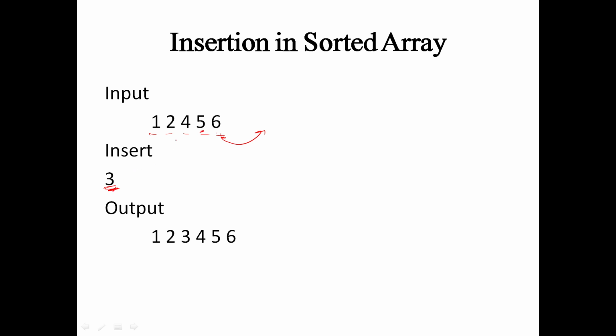Then again I need to compare with the next element. 5 is still larger than 3, so 5 is to be shifted right. And then 4 is still larger than 3, so 4 is to be shifted right. Then 2 is smaller than 3. There I will stop. Okay, so this will be like 1, 2, and here is an empty location, 4, 5, 6. Here I'll get the empty location.